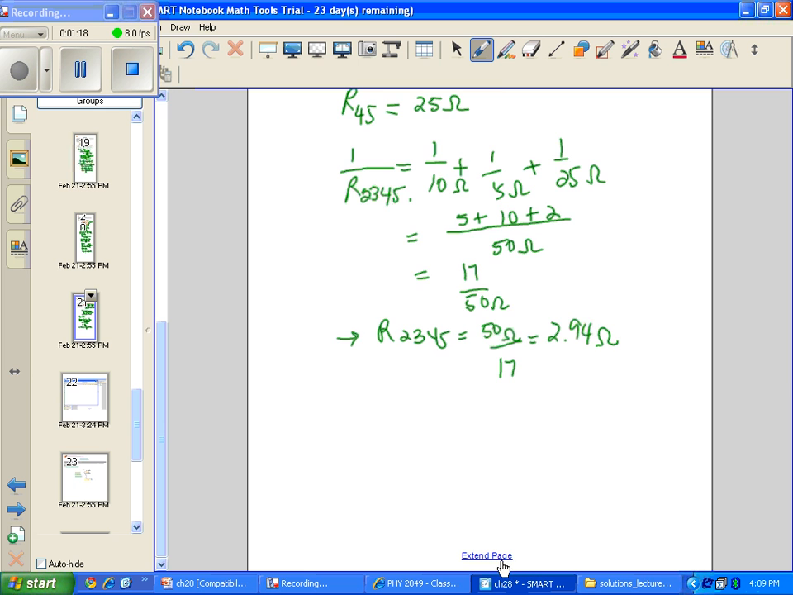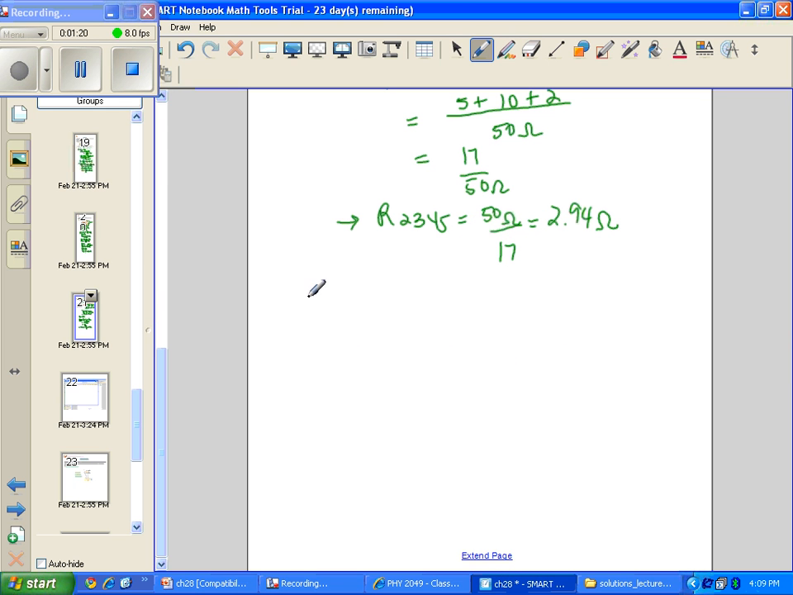Well, we're not done yet because we were asked to determine the total of R1, 2, 3, 4, 5. In other words, R1 plus R2345, since they are in series. And so our R total works out to be 10 ohms for R1 plus 2.94 for R2345. So 12.94 ohms, or 12.9 ohms in 3 significant figures. So we've answered the first part.